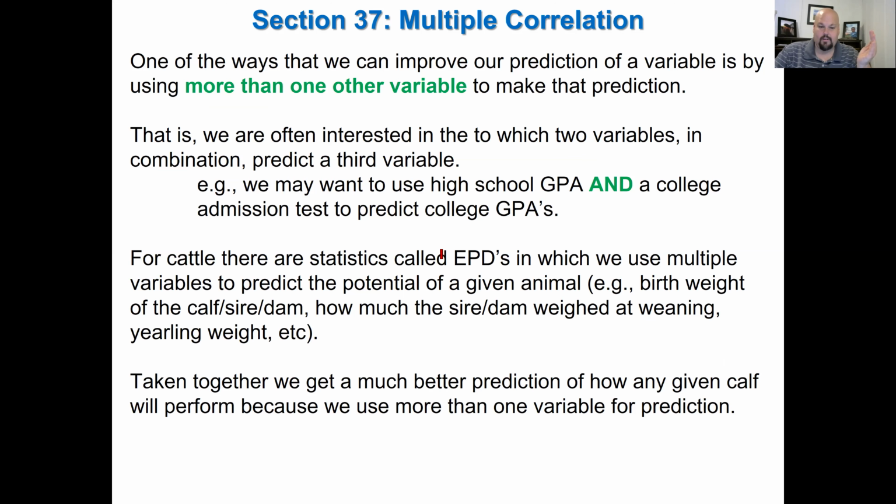For cattle, we have statistics called EPDs, where we look at more than one variable to make predictions as to what the young of those animals will do. So you breed two animals, a dam and a sire, a female and a male, and their offspring will have qualities of both. An EPD is a statistic which tells you the relationship between those types of things.